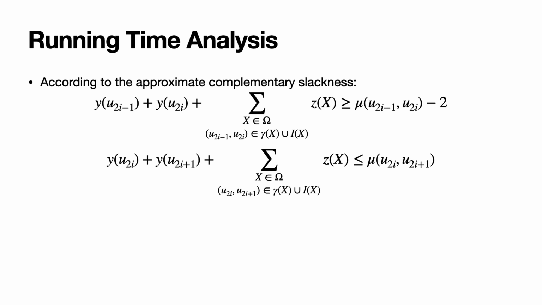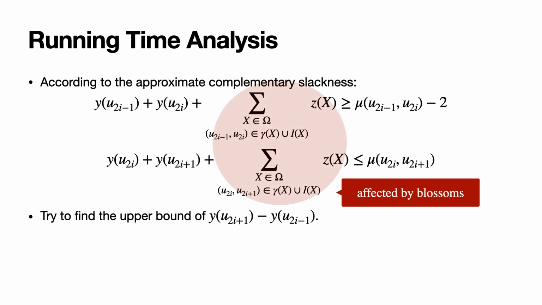According to the approximate complementary slackness, we have these two increments. We want to find the upper bound of the difference between y(u_{2s+1}) and y(u_1). The key point is to consider the effect of blossoms.